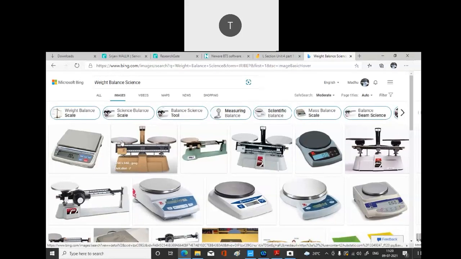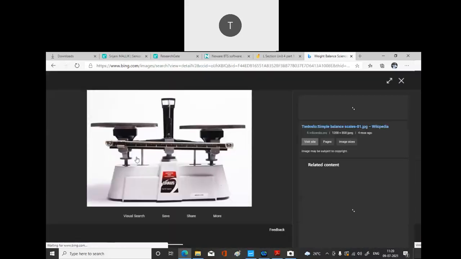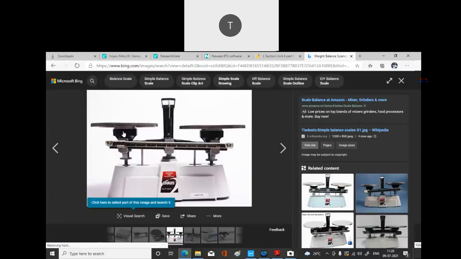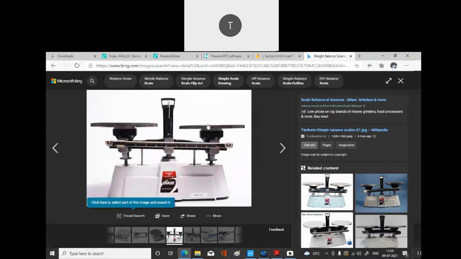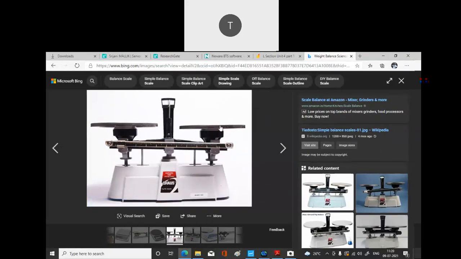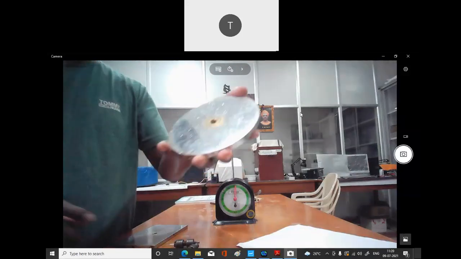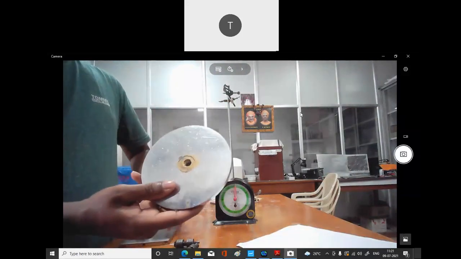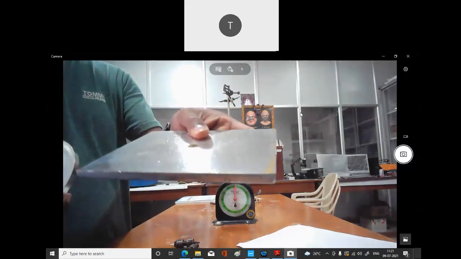You put your plate on one end, then this needle will go to the other end, and then you put some counterweight, and you will find the exact weight of each of these plates. So you have to find the weight of the first plate, and also the weight of the second plate.